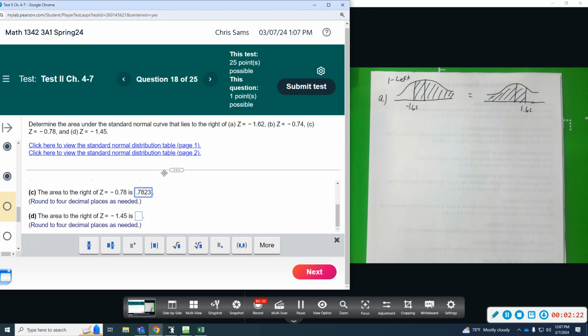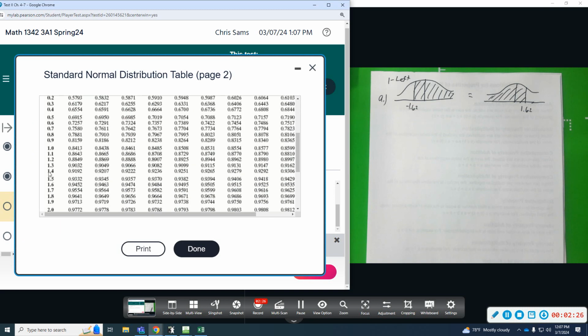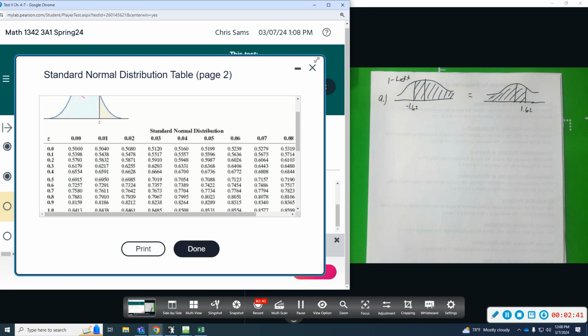Negative 1.45, the right of that, I'm going to look up positive 1.45. In this column, yep, 1.4, 0.05, that gives 0.9265.